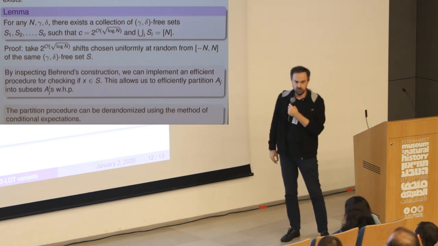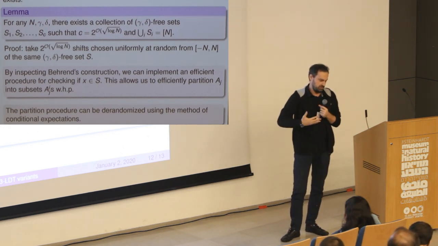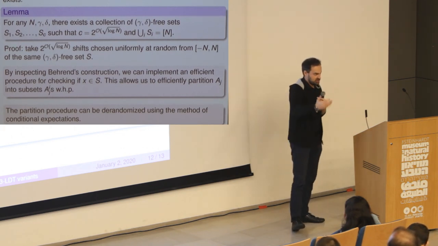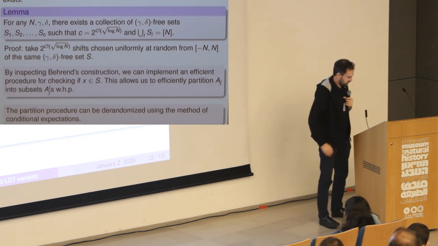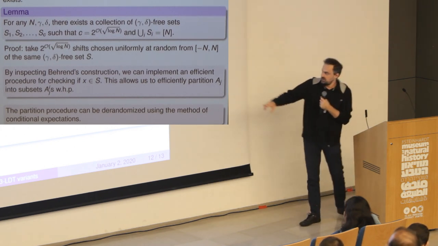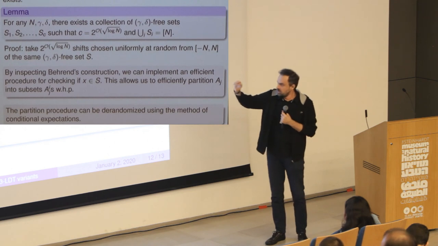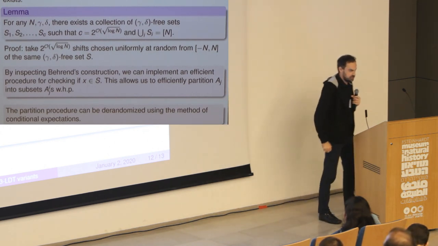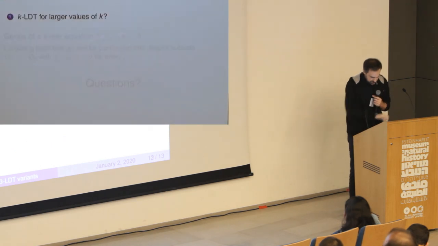So instead of choosing a random shift all at once, you go bit by bit, and you fix the bits one by one, and you calculate from conditional expectations. So that's not very hard. You need to extend this oracle a little bit. You need to look a little bit into the structure of this set, but it's not too hard. You do some dynamic programming on the digits. Okay, and I should wrap up. So that was for 3LDT.